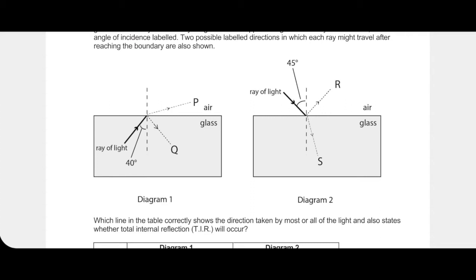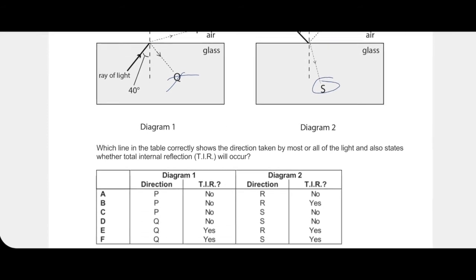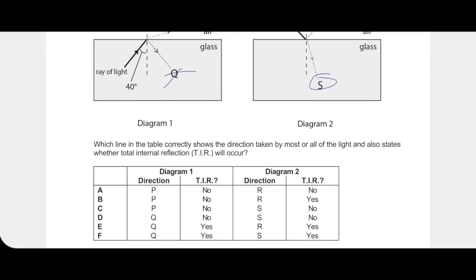The ray of light is 45 degrees. 45 degrees is more than 42 degrees, and therefore total internal reflection will not occur. And also we are able to determine that R is not possible and S is the only direction that the light could travel in. So therefore the answer to this question is C.